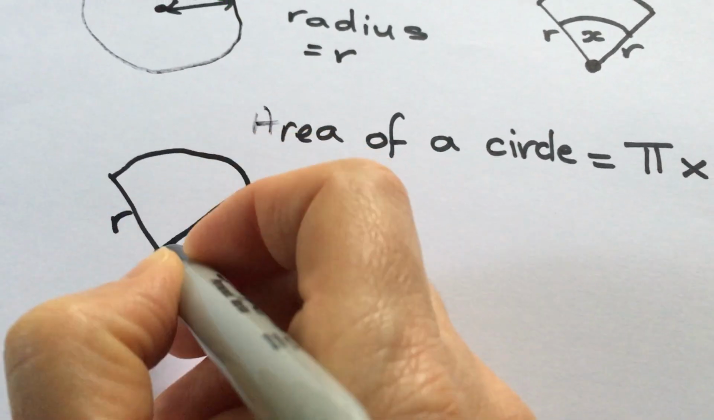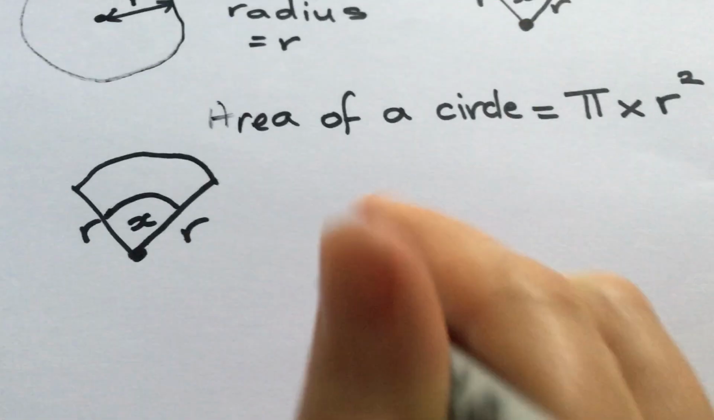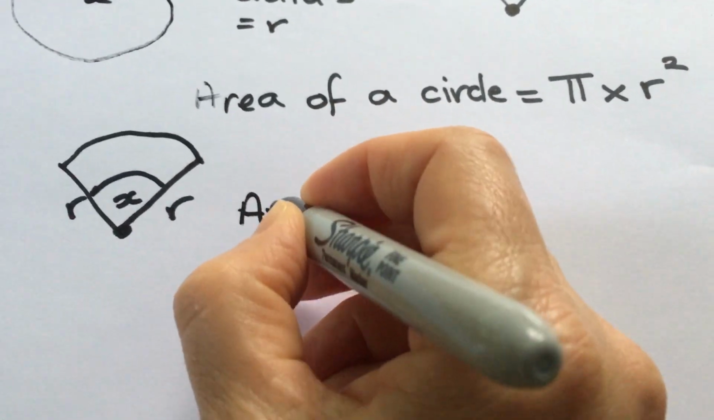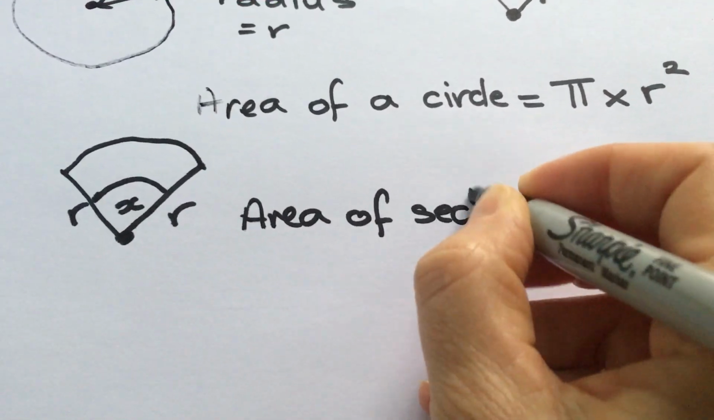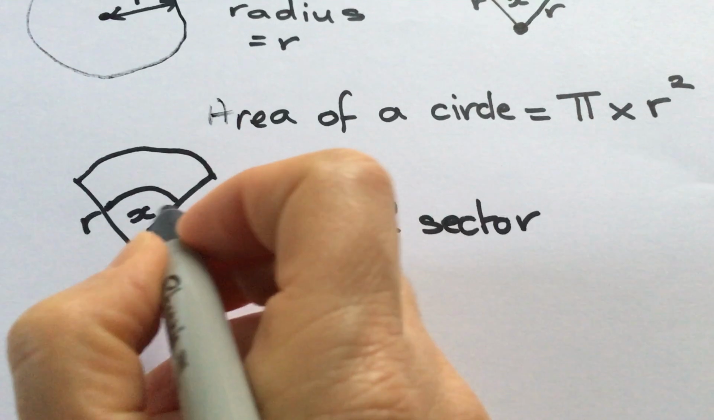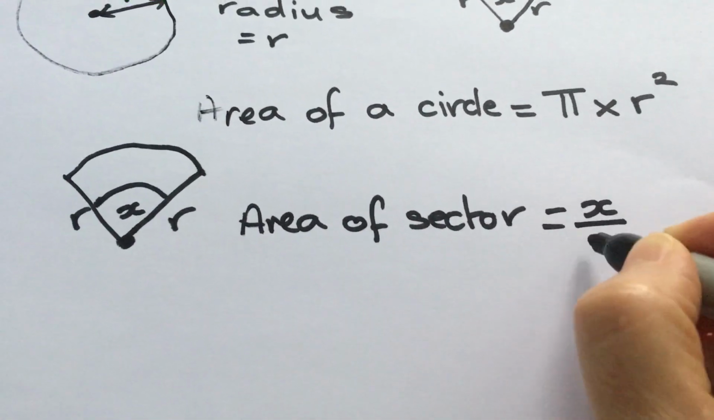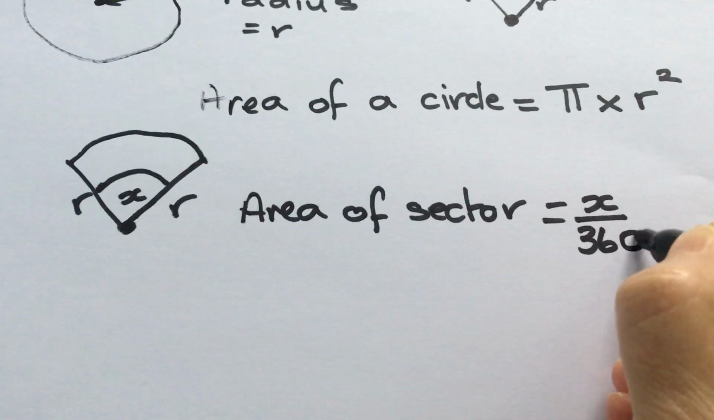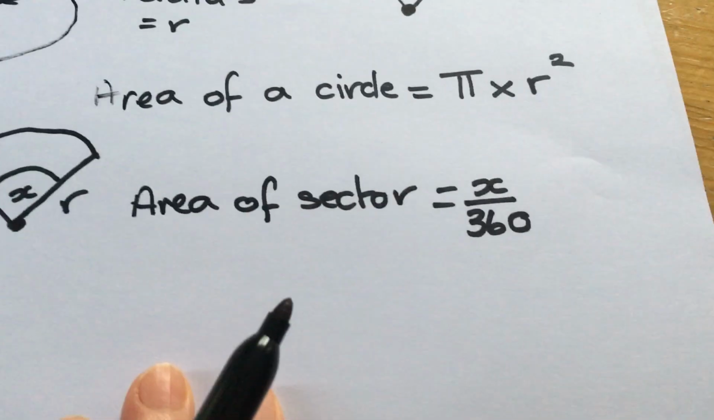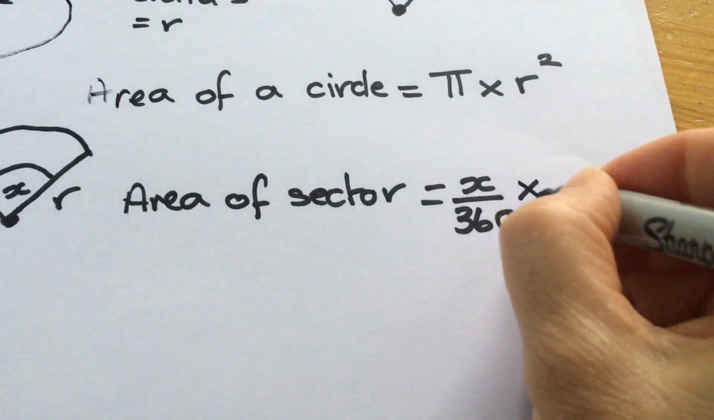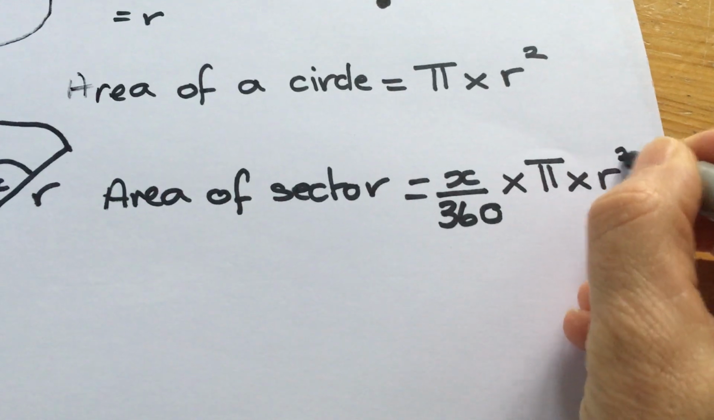radius r, with an angle x there, what we do is we take the angle x of the sector and we divide by 360, because there's 360 degrees in a whole circle. And then all we do is we say it's that fraction of a whole circle.